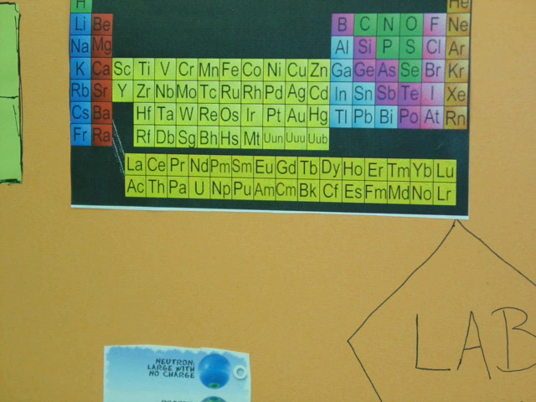Now, a period is sometimes referred to as families or rows in the periodic table. See? Look at this. Here are the alkali metals, alkaline earth metals, and so on.